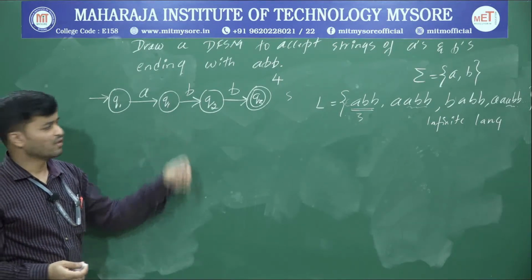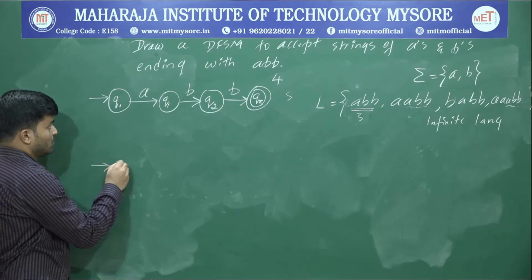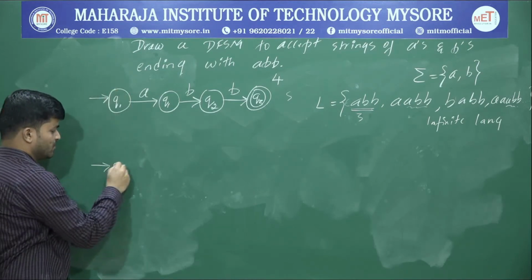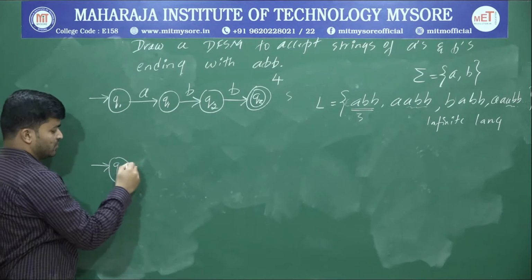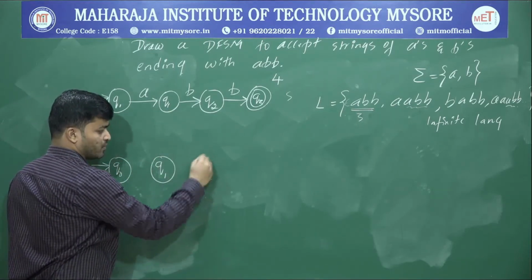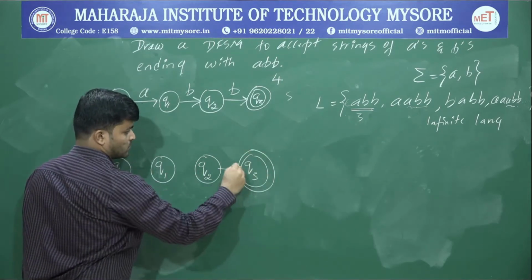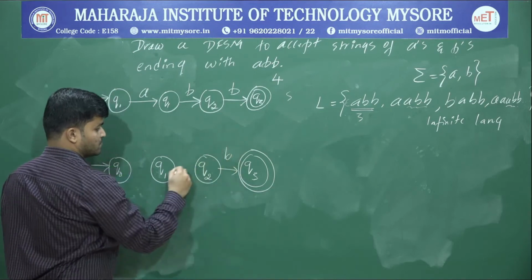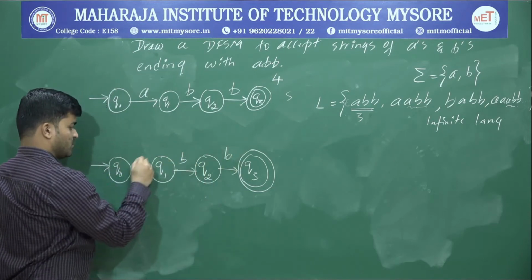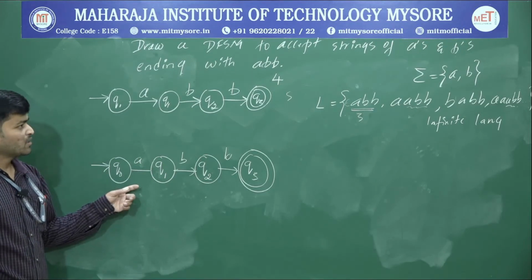Now we have to build the muscle. How to build the muscle? You rewrite this one more time. If you want, you can build here itself, just for practice purposes. So Q0, Q1, Q2, Q3. Now you build the muscle.